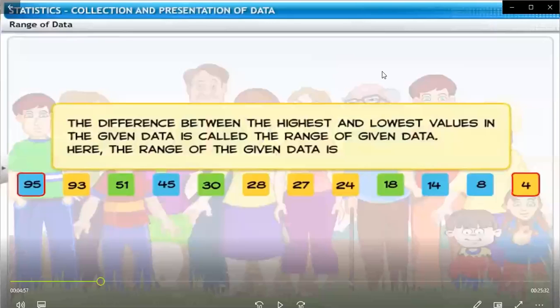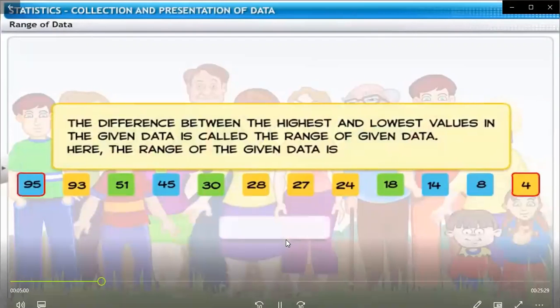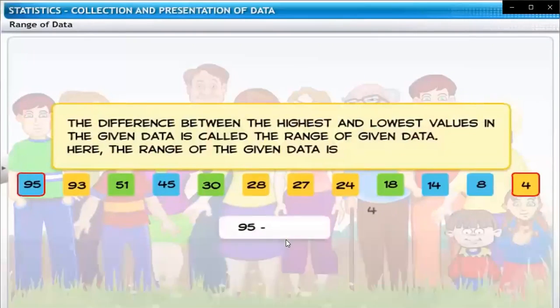Students, the next step is how we can define the range of a given data. For example, on your screens, you can see the ages of different family members of a family. The difference between the highest and the lowest values in the given data is called the range of the given data. So here the range will be the difference between the highest value available, for example 95, minus 4.